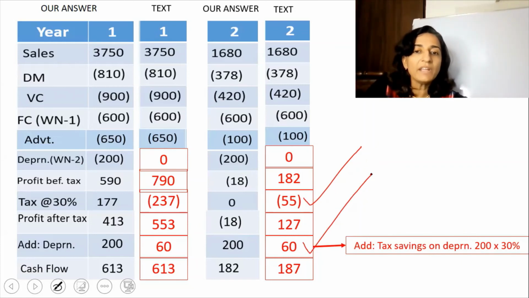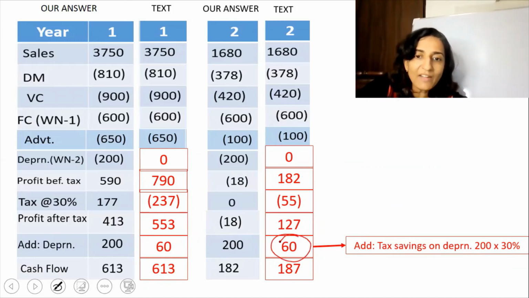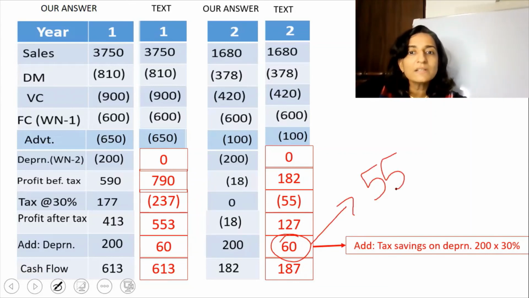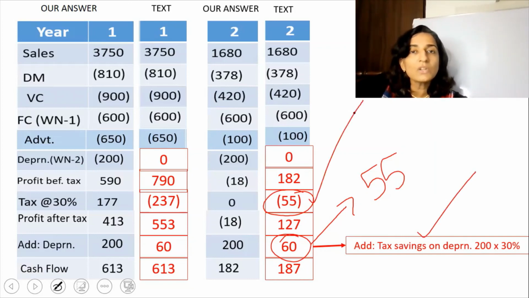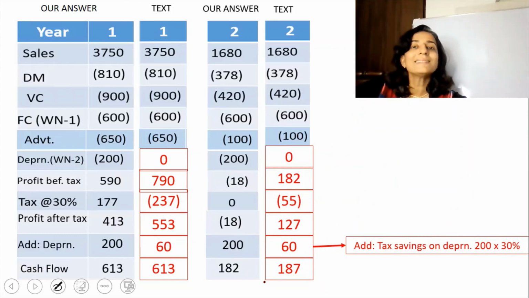You think that is right? 55 is the amount that they have taken as tax paid. Do you think that the government will refund the tax? No. Whatever tax savings is restricted to 55. This amount should have been restricted to $55, which is equal to the tax paid. You can't have a tax savings on depreciation which exceeds the tax amount. That's just not logical. So that is the reason for the difference of $5, or $5,000, that is in thousands, between our answer and the text answer.